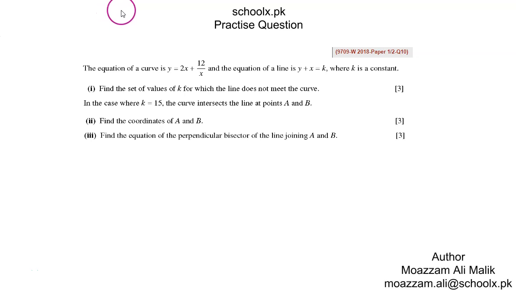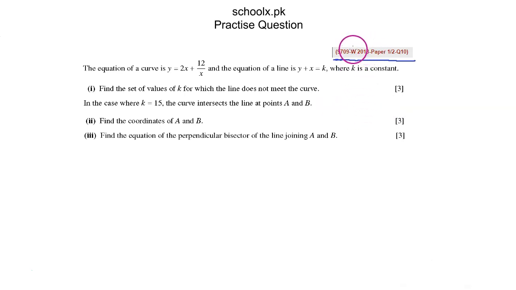In this question, by the way, this right here, you will see this around every question. Either it will be on the upside, or down below, or somewhere in between. This is the code of the question. This means that 9709 is the code of mathematics, A-level mathematics. 9709 is the subject code.